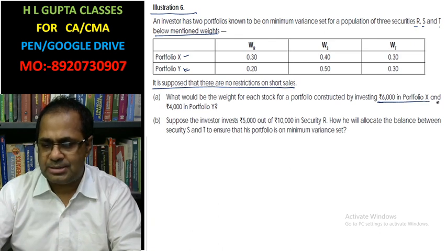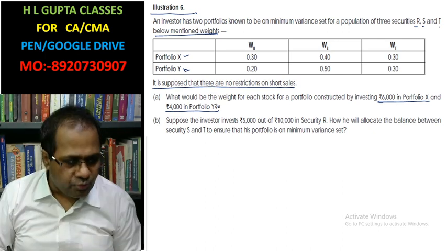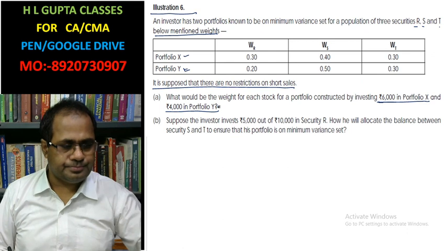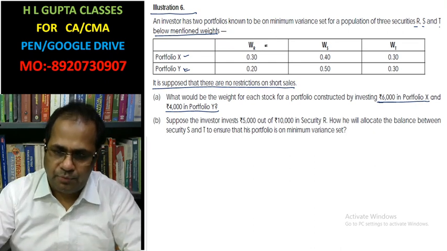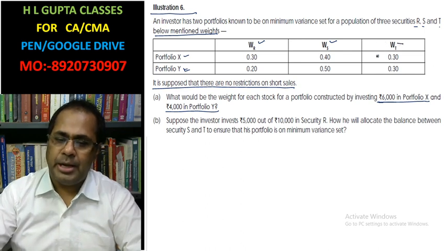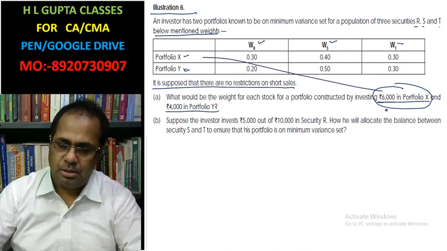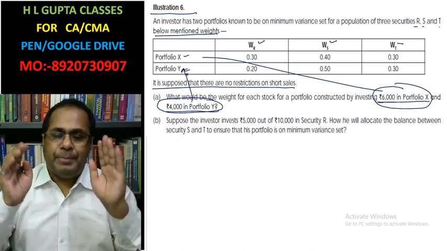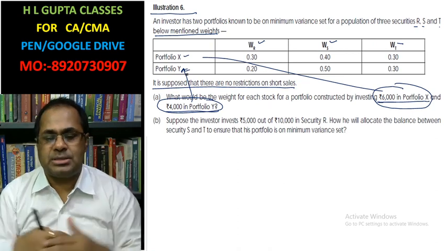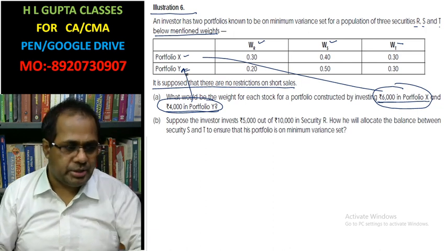6,000 in portfolio X and 4,000 in portfolio Y. You have to find the weights of the amount invested in security R, S and T. If you are going to invest 6,000 rupees in portfolio X and 4,000 rupees in portfolio Y, then what will be the weights of security R, security S and security T?